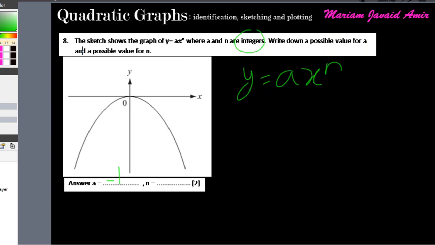So the next is, write a possible value for n. So this is a quadratic graph, so the power of x has to be 2. The power can't be 1 because a linear graph looks like this. It can't be cube and so on because a cubic graph looks something like this, which you'll learn in grade 10. So the only possible answer for n is 2, and for a you can write any negative value.